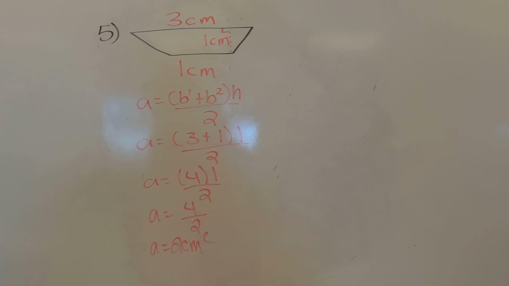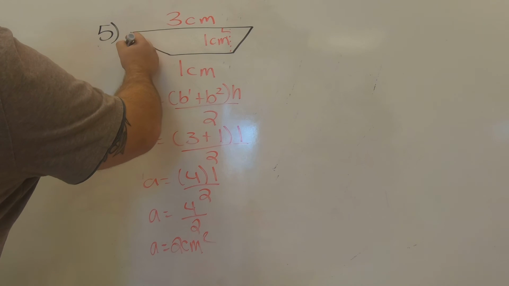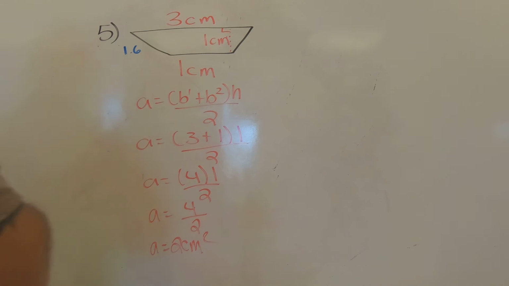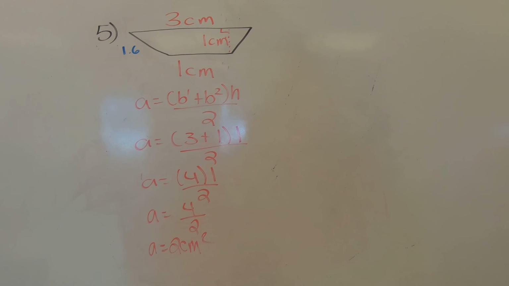Now, I just want you to make sure, because on the second half of the page, you're going to see some of these trapezoids that have side length measurements. So it might say, for example, 1.6 here. The side length is irrelevant. We don't need it to find the area. You would need it to find perimeter, but for area, it's irrelevant. Just ignore the side lengths and you will be perfectly fine. Just find base 1, base 2, and your height.